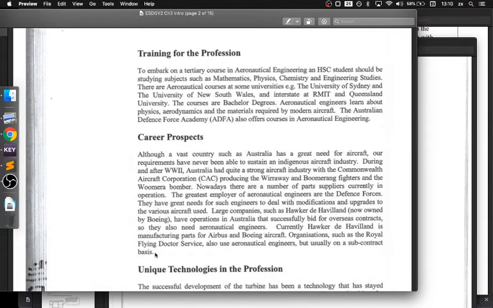So the next thing is training and the profession. Aeronautical engineering is a field that people can study, and there are career opportunities in Australia and overseas. The biggest employer, I think, is the Defence Force. You can go through ADFA, the Defence Force Academy. I think they have the biggest course. But yes, there are different places where you can study aeronautical engineering. Often people will do mechanical engineering and then specialize in aeronautical engineering as a postgraduate qualification.